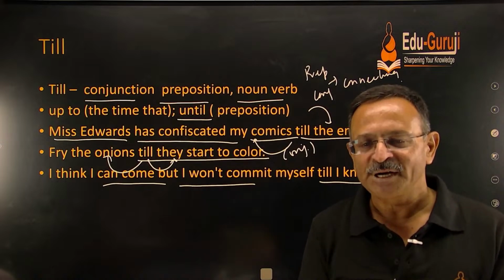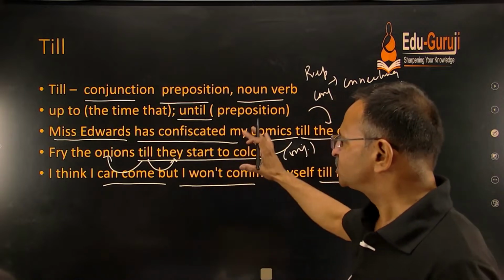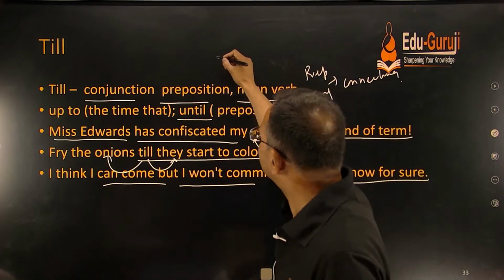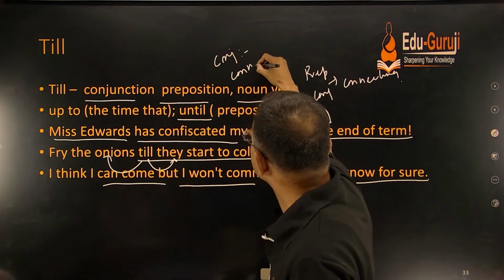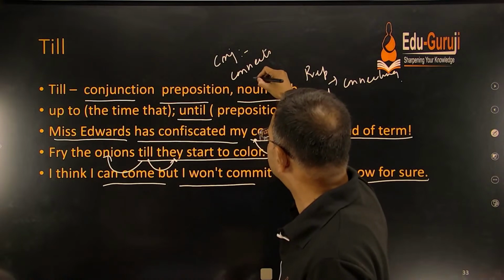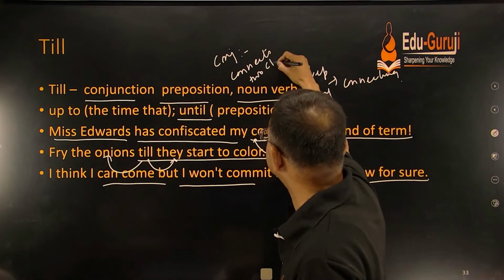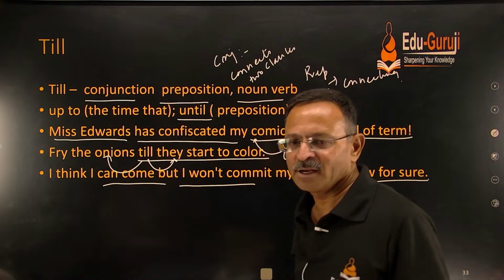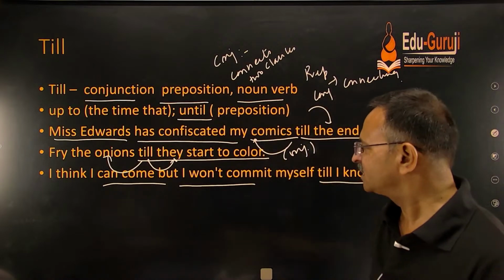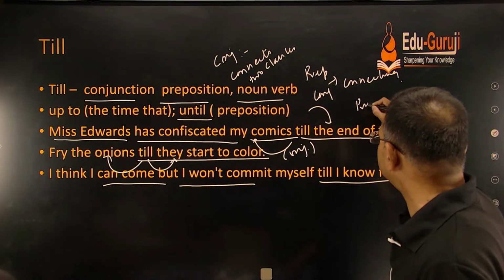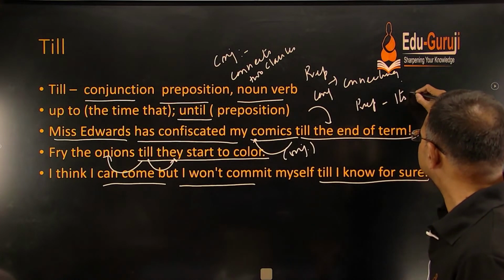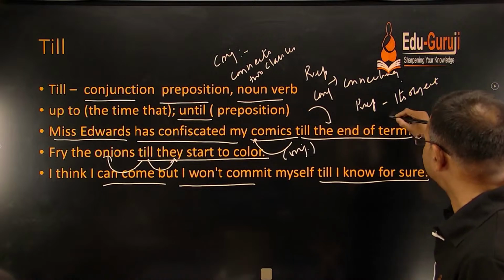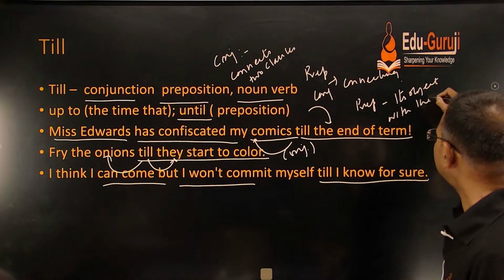So what would be the difference between them? The difference is that a conjunction connects two clauses, whereas a preposition connects its object with the other parts of the sentence.